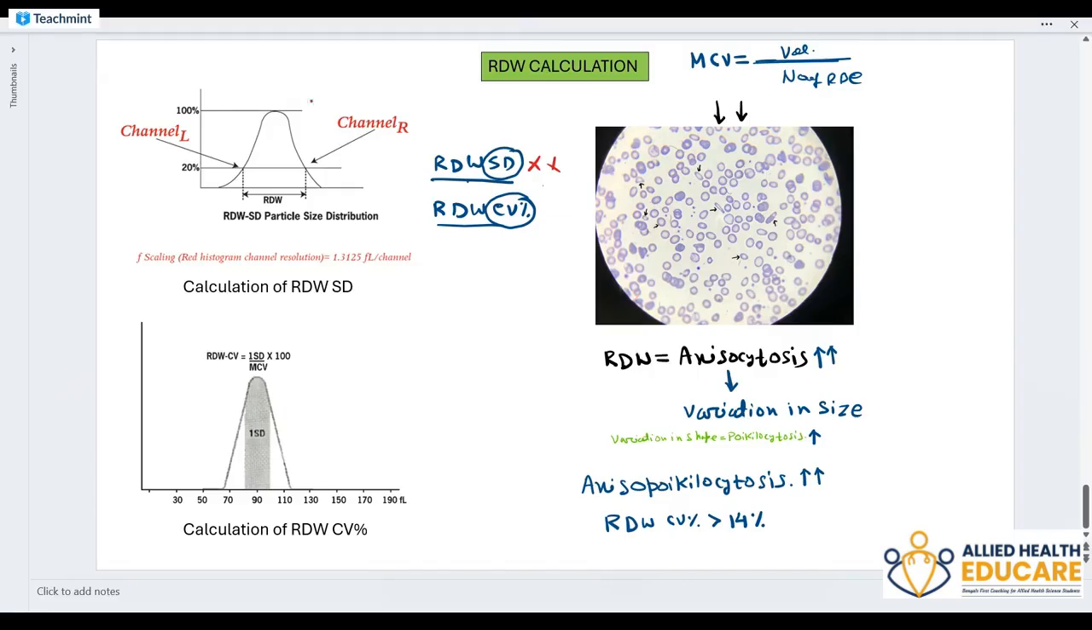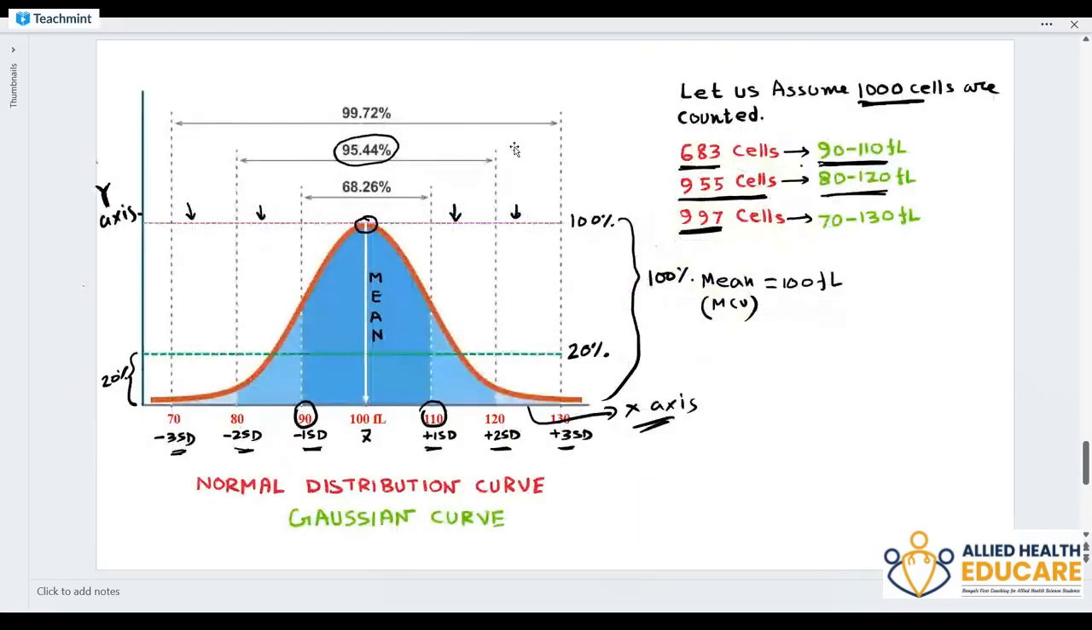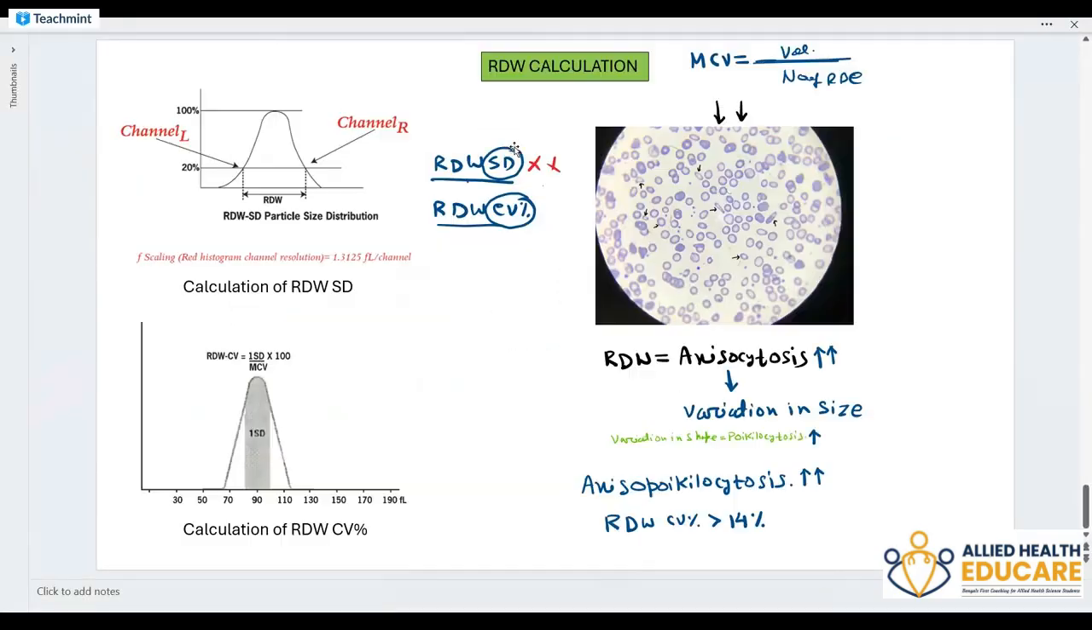So here, this represents the normal distribution curve. What I have shown you earlier, this is the normal distribution curve, and this is also a normal distribution curve. What I have said, 20% of this value represents the RDW. This is the calculation of RDW standard deviation. We need not consider this RDW SD value because we have to consider only RDW CV percentage. So now look at the second picture, how to calculate RDW CV percentage.